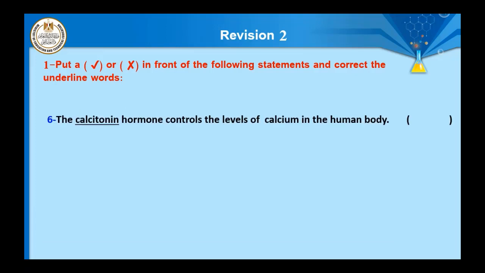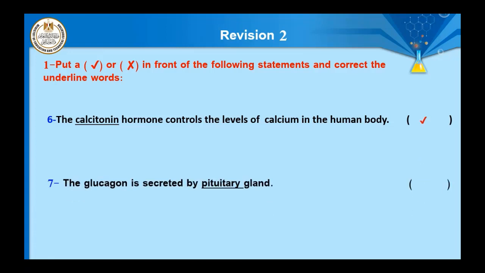Number six. Calcitonin hormone controls the level of calcium in human body. We know from the previous question that thyroid gland produces a hormone called calcitonin that controls the level of calcium in human body. This statement is correct.